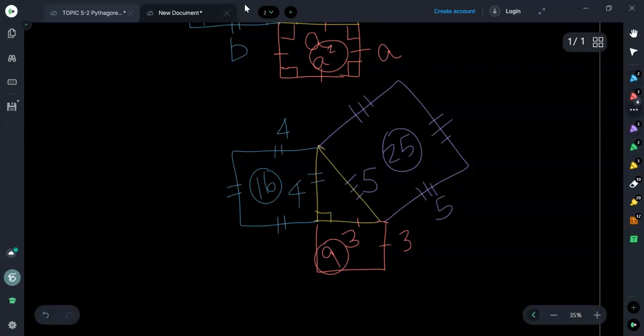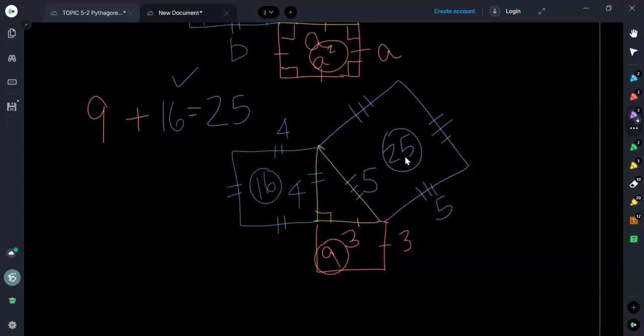Well, let's check this out. The area down here, 9, plus this area right here, 16, should equal the area of this, right? 25. And if you check it out, 9 plus 16 does in fact equal 25. So this is the whole premise of the Pythagorean theorem. It is just basically adding areas of squares together.